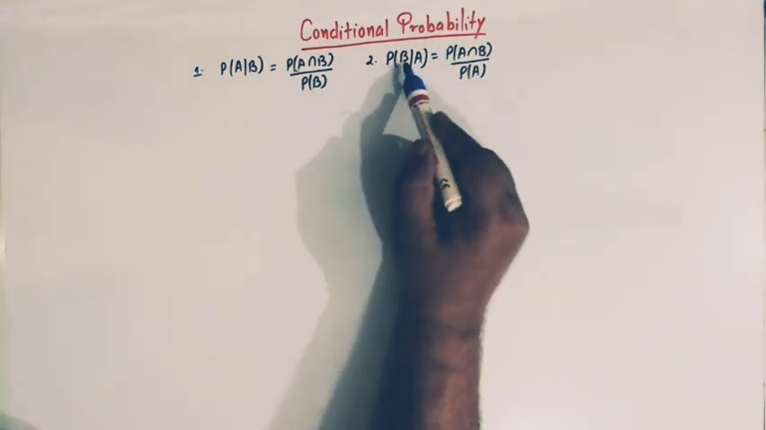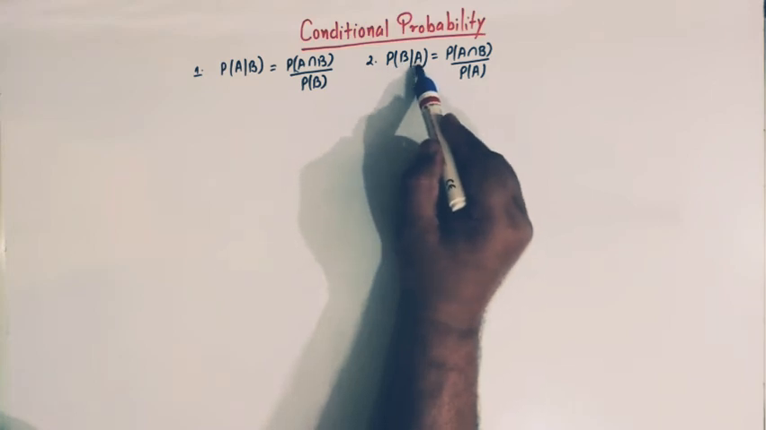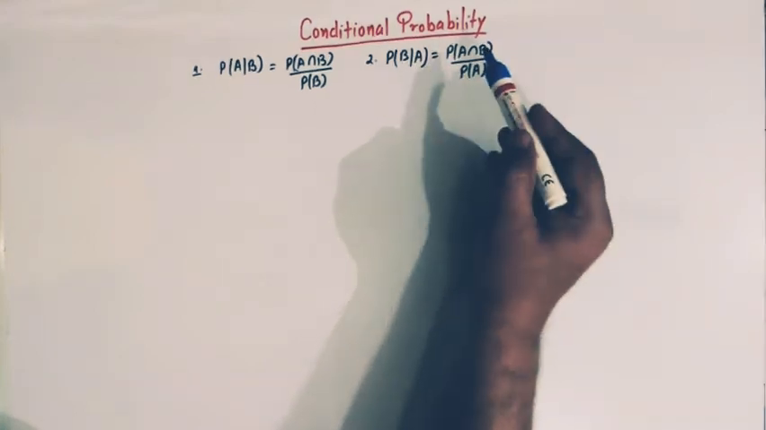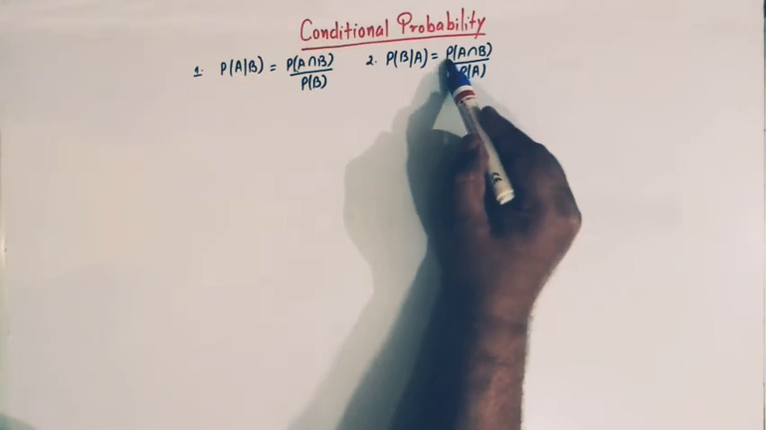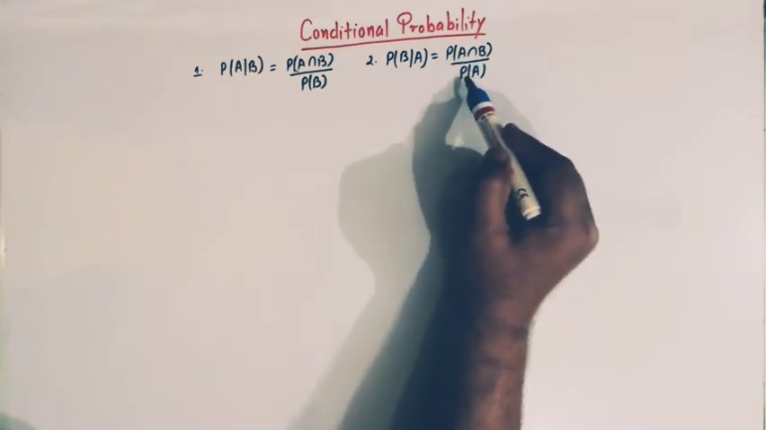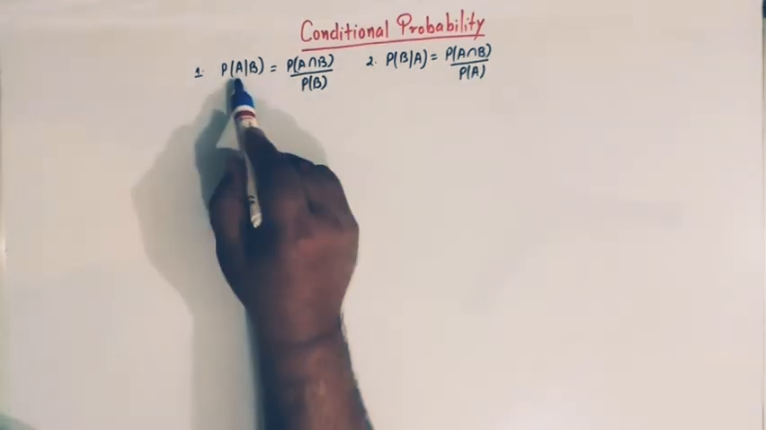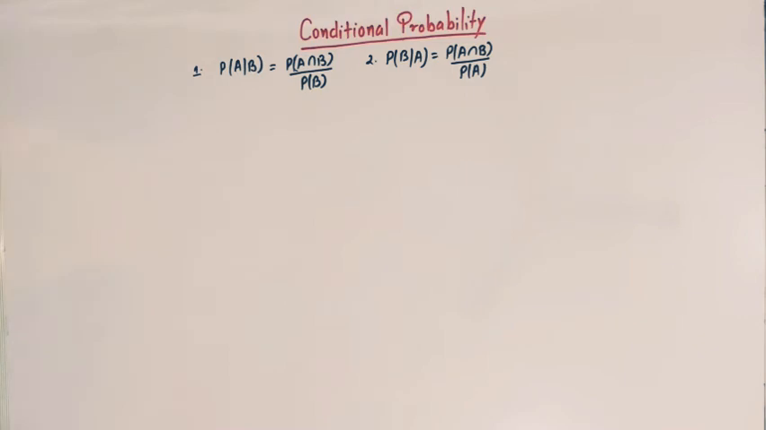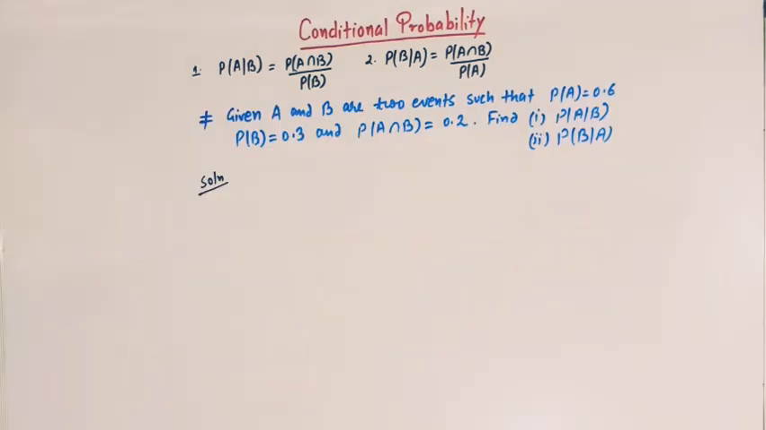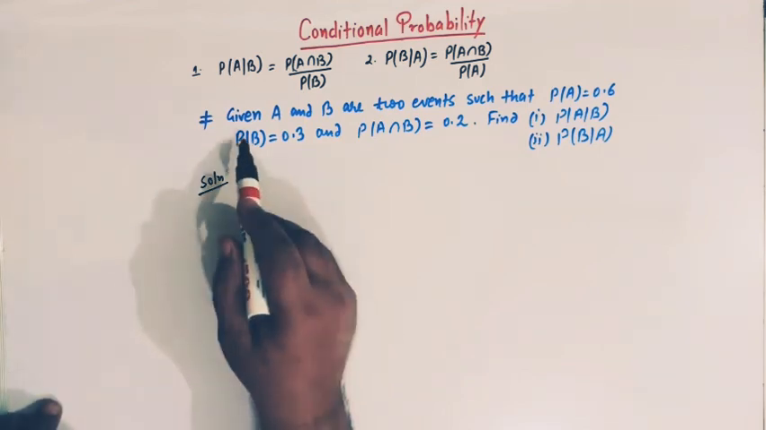Similarly, here we have the conditional probability of B when A has already happened, and this is equal to the probability of A intersection B divided by probability of A, right? So here A and B are two events associated with the random experiment, right? So let us solve some simple problems related to these two results. So let us take this first problem.